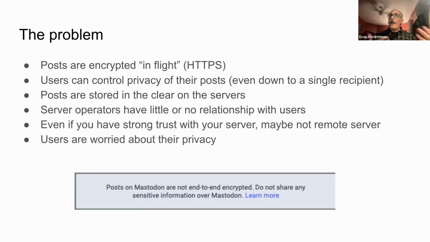And because these server operators have little or no relationship with the users, there's not great trust there. And even if you have strong trust in your own server, you may not have trust in your correspondent server. So users really don't trust the privacy of this network. And you see, like, Mastodon has a big banner that says, do not share sensitive information on Mastodon. There's no end-to-end encryption.